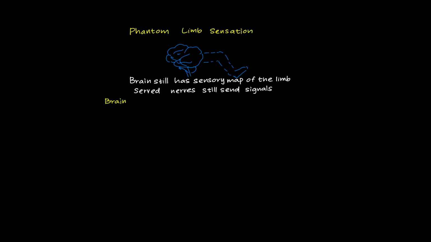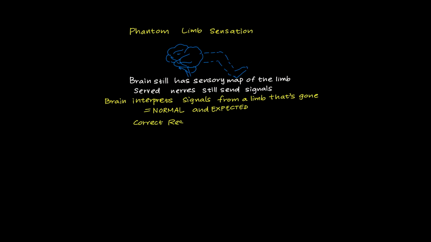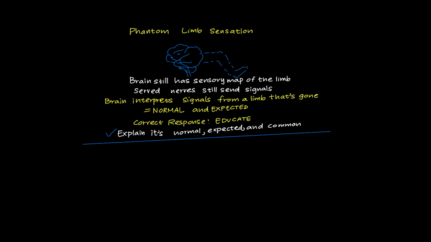The brain's sensory map still has that limb represented, and the severed nerves can still generate signals. The brain interprets those signals as coming from a foot that no longer exists. It's not a complication, it's not a sign of surgical error. It's expected, and the client needs to know that. Notifying the surgeon implies something went wrong. It didn't, and that call would unnecessarily alarm the client.